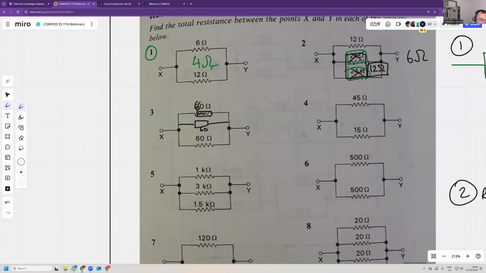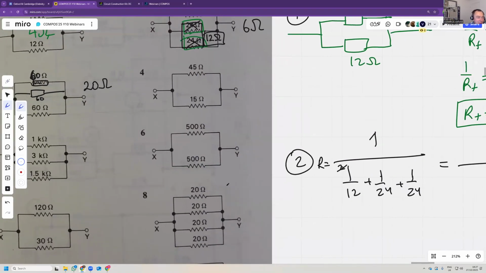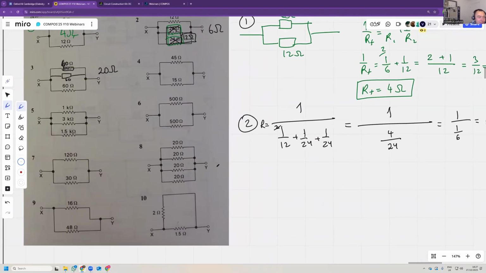60 and 60. 60 and 60 make 30, right? In parallel. So you can see 3 60s. 3 60s in parallel, that makes 20 ohm. You could use the same trick in this one, but I wouldn't bother for question 4. So for question 4, you could say 1 over 45 plus 1 over 15.